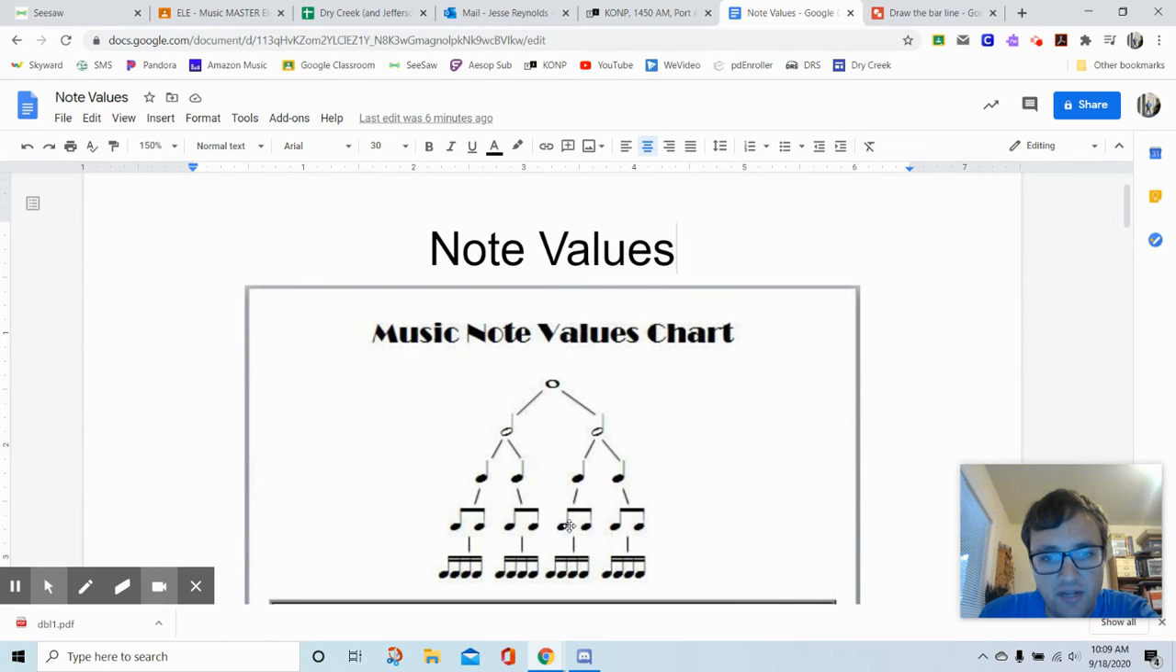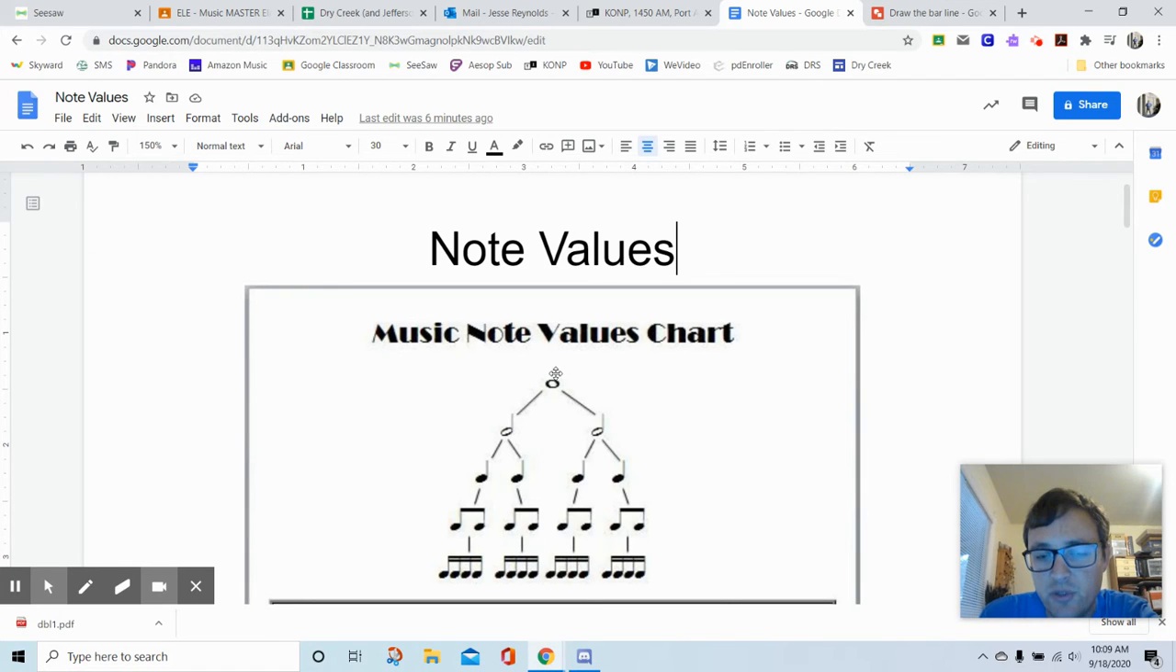So here's just a nice little chart that I found. Sometimes they call it the note pyramid, and it has all the different types of notes that you can have here. Well, most of them. There's still some others, but it sort of shows how they're related to each other.